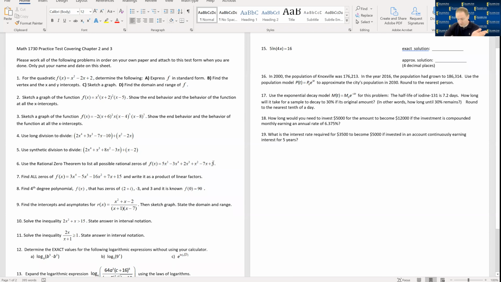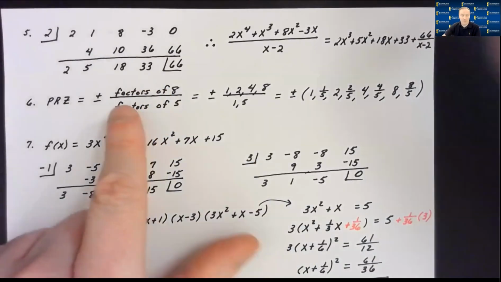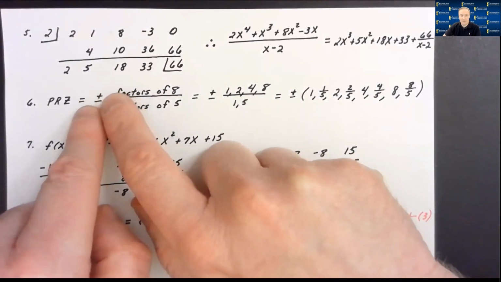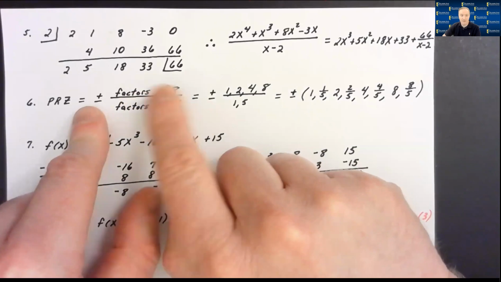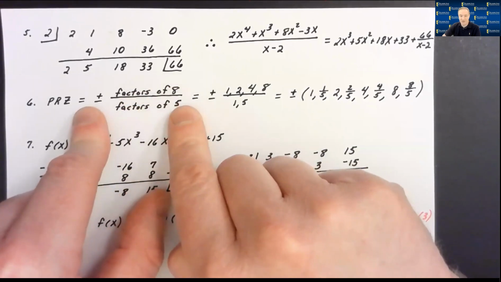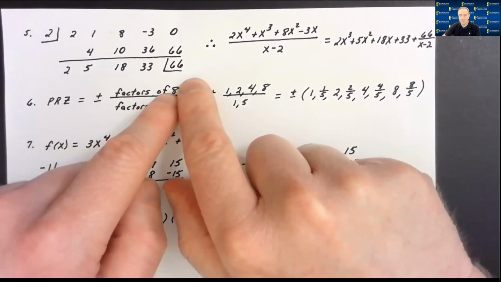What I need you to remember is that whenever you're trying to find the possible rational zeros, it's always just positive or negative factors of the constant divided by factors of the leading coefficient. That's always going to work. So for this problem, I would say positive, negative, the factors of the constant at the end, factors of 8, divided by the factors of the leading coefficient, 5. And then it's just a matter of thinking in my head, what numbers go into 8?